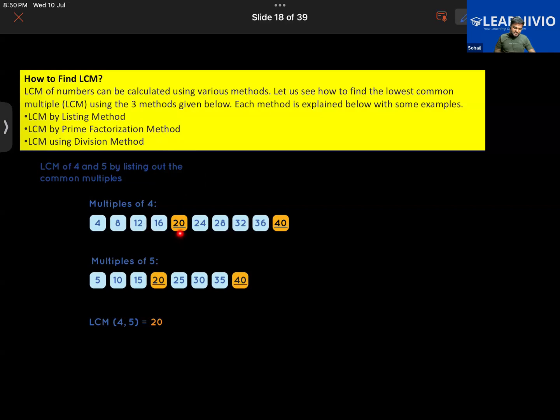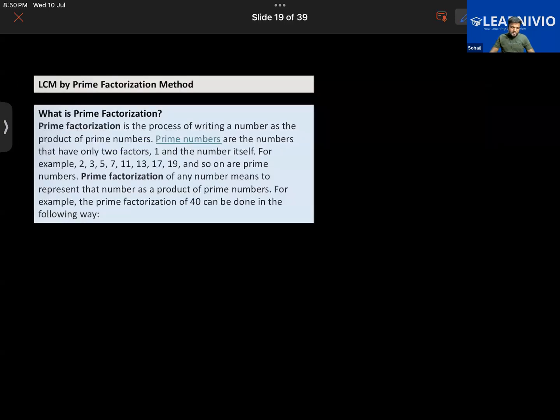It is called the listing method, where you list out all the multiples. Got this now? So hope that is clear. Furthermore, we have another method of finding the lowest common multiple. That is the prime factorization method.